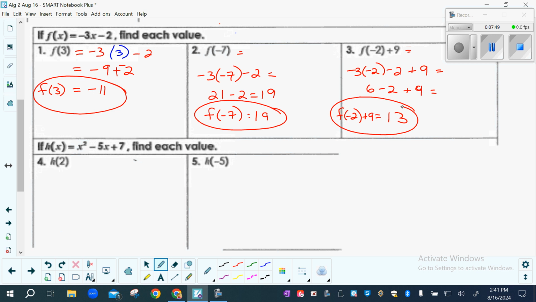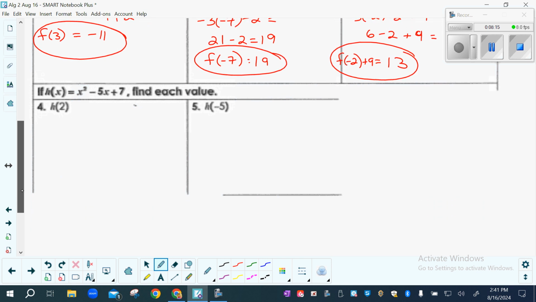So we are taking what that f equation is, so we're doing what it says for that f of x, which is negative 3x minus 2. Does that make sense? Whatever the number is, we're just substituting it in. That's right, we add the 9 last. Exactly. We want to do what's inside that function part first.